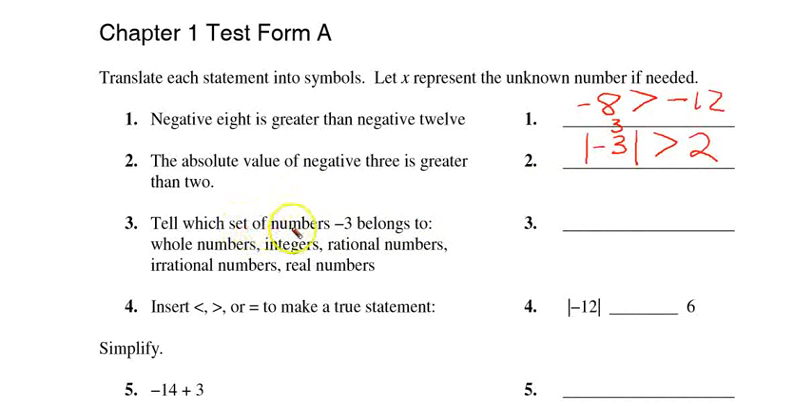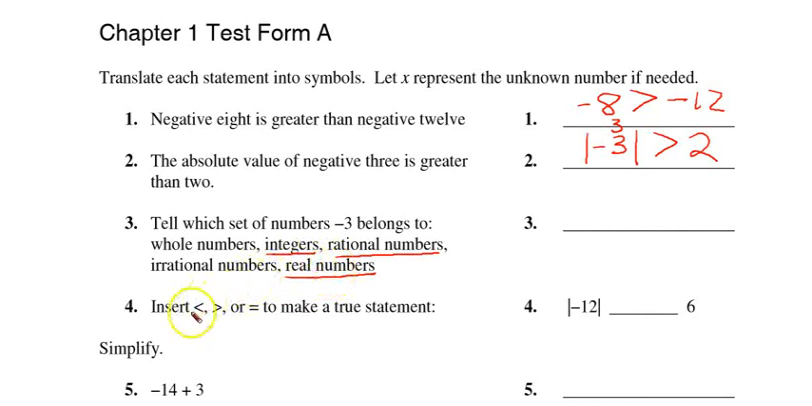Tell which set of numbers -3 belongs to. Is it a whole number? Nope. Whole numbers start with 0, 1, 2, 3. Integers, yes. And it's rational. It's not irrational. And all numbers on the number line are real numbers.